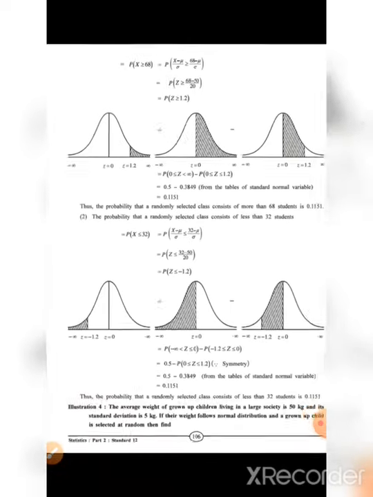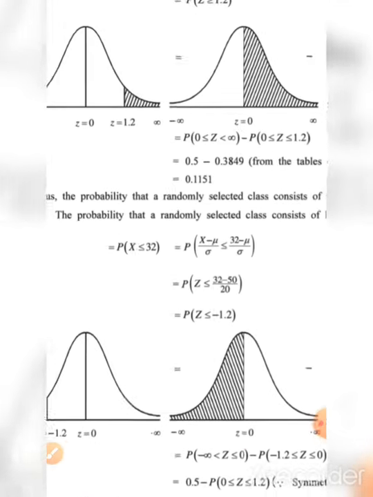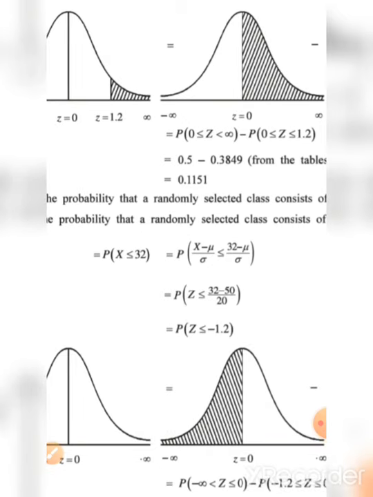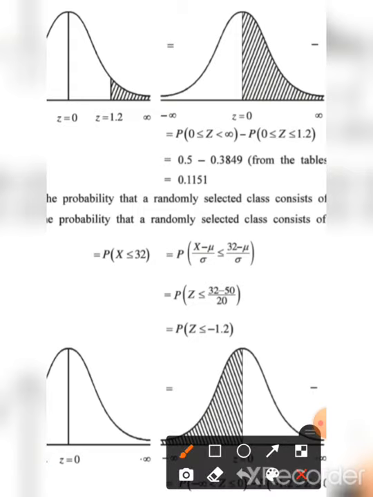Now the second part of the question, right? We'll see the second part of the question, where they had given us to find the probability that a class consists of less than 32 students. So over here, P of x less than or equal to 32. Now this we need to convert into z. That is P of, instead of x, put up the formula (x minus mu) upon sigma less than or equal to, now into the formula put the value of x, that is 32. Now the formula has been converted into z. Now for this, 32 minus mu, the value of mu was given as 50 and the sigma was given as 20.